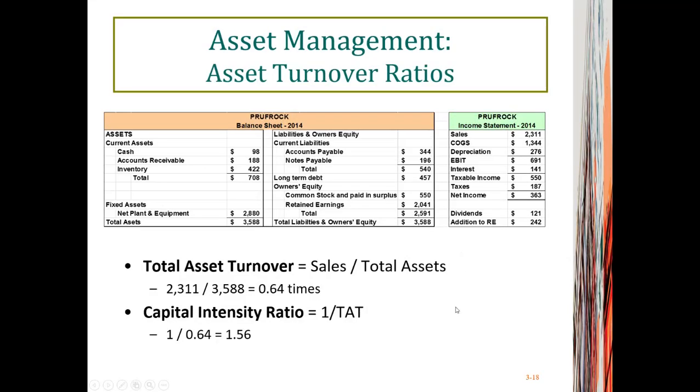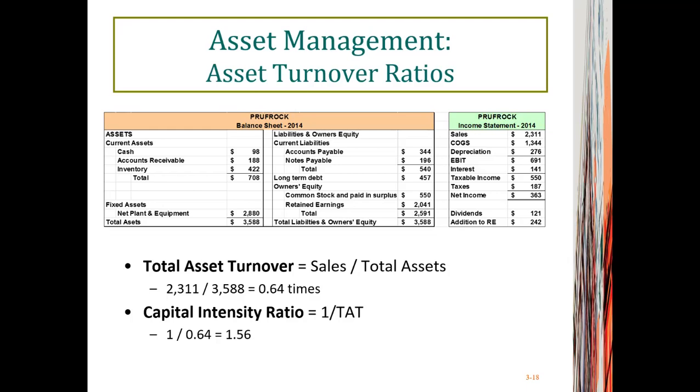And the fourth ratio is total assets turnover for asset management, and it measures the overall efficiency of asset management. That equals total sales divided by total assets. Total sales divided by total assets. And here the number is 0.64 times, which means all assets within this company are rotated for less than 1 time a year.